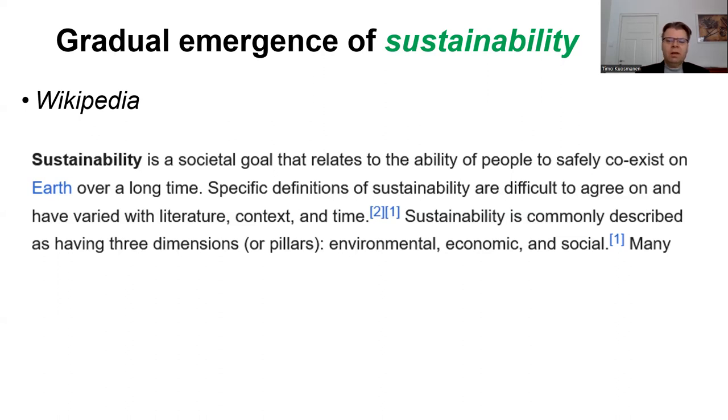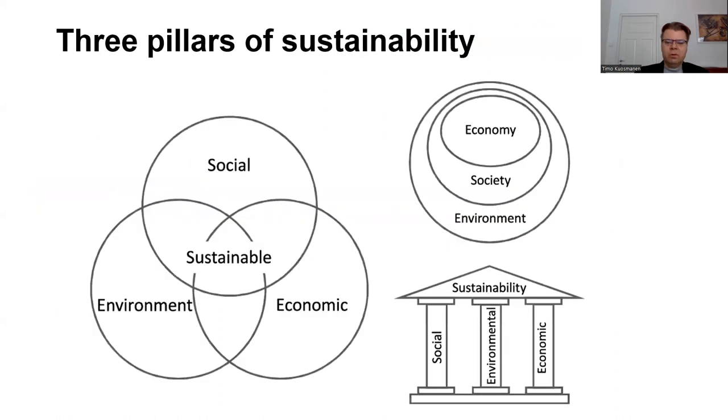But what is rather commonly accepted is that there exist at least three dimensions or three pillars of sustainability. So sustainability should cover environmental, economic, and social aspects. And these pillars can also be illustrated in different ways. So some authors take these pillars literally, like some kind of antique building. So in this bottom right figure, sustainability rests on three pillars, namely social sustainability, environmental sustainability, and economic sustainability. So that highlights that if one of the pillars fails, then the system is not really sustainable.